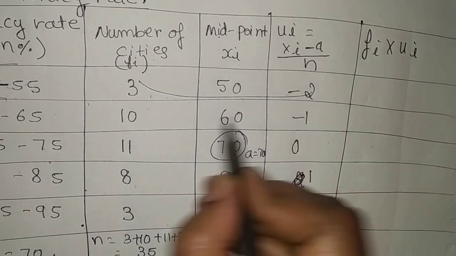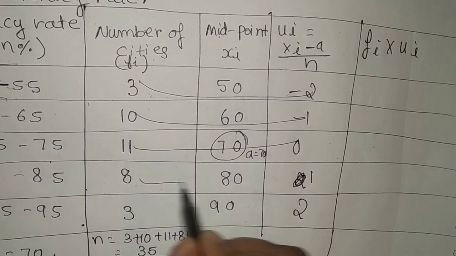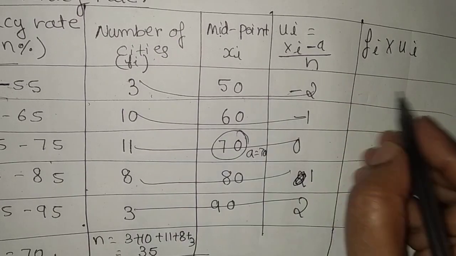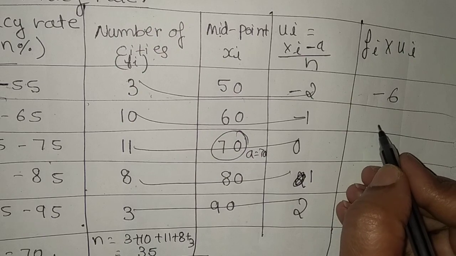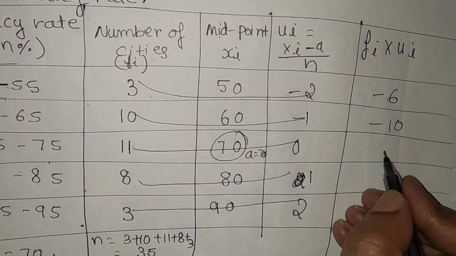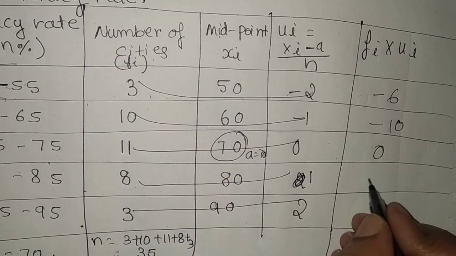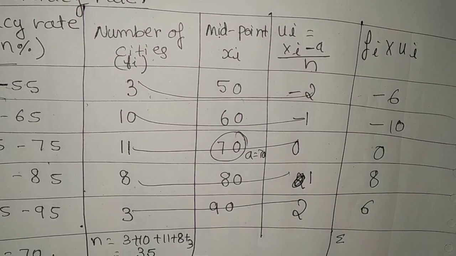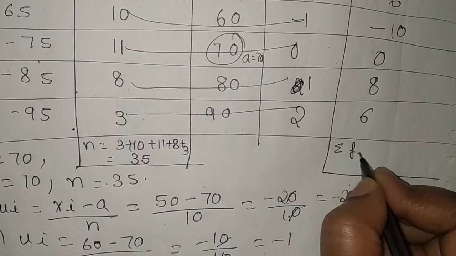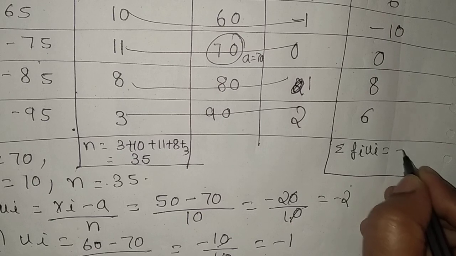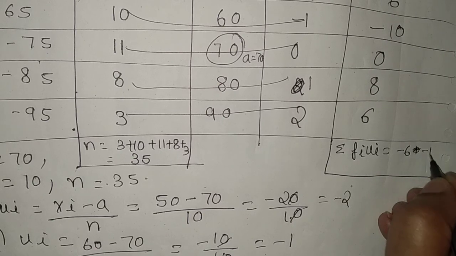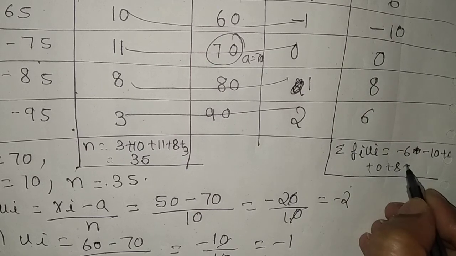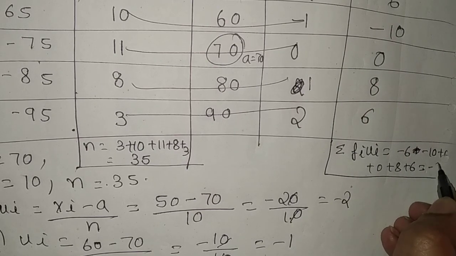So now multiply each set, fi ui. 3 2s are minus 6, 10 1s are minus 10, 11 zeros are 0, 8 1s are 8, 3 2s are 6. Then summation of fi ui is equal to minus 6 plus minus 10 plus 0 plus 8 plus 6, which is equal to minus 2.